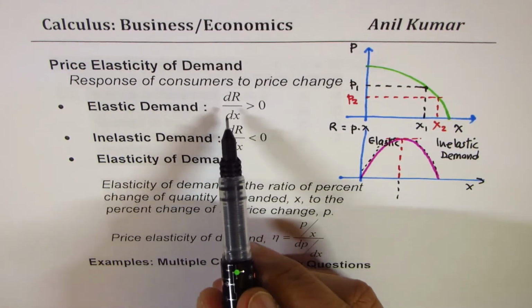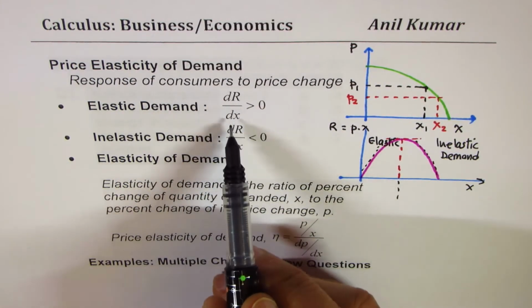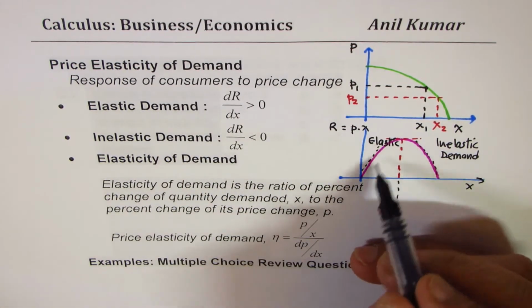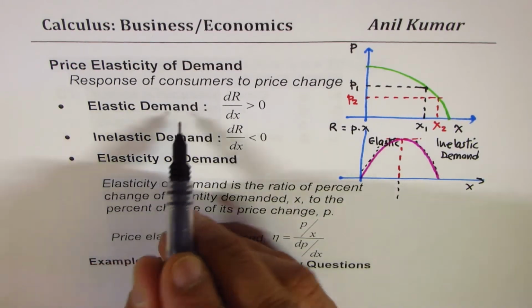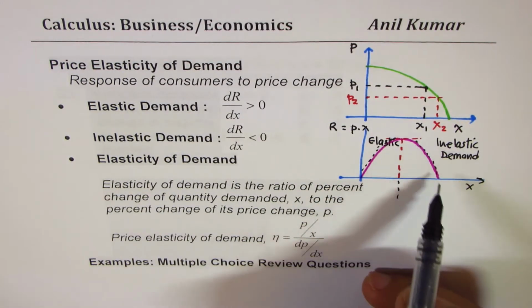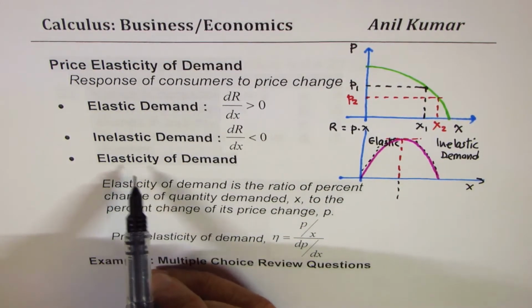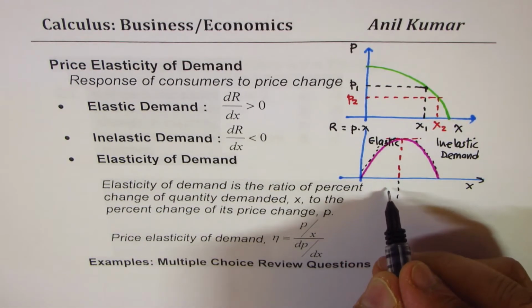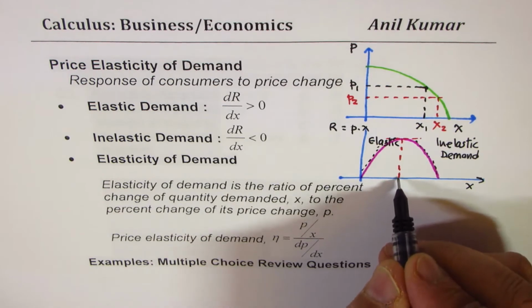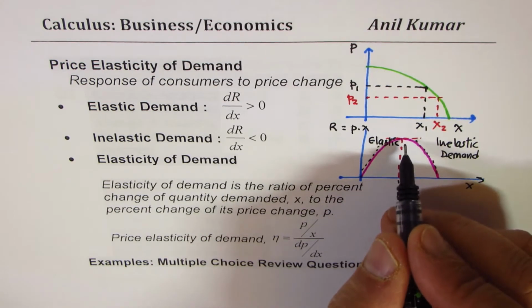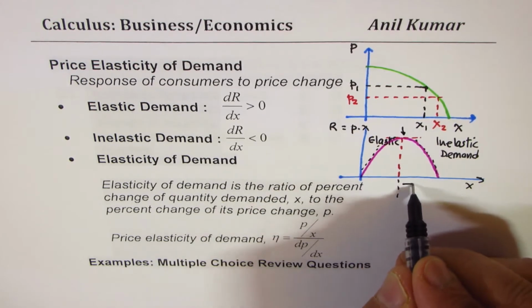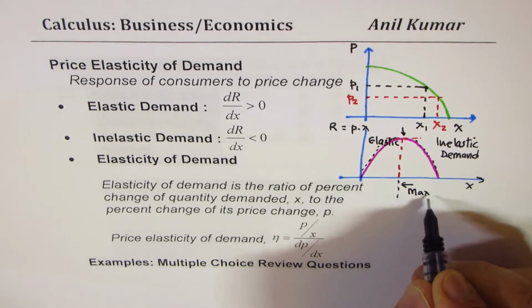Algebraically, we'll say the rate of change of revenue with respect to items is greater than zero, dR/dx > 0. That means a positive slope on this curve, which means elastic demand. If it is a negative slope, then it is inelastic demand. You can observe that where dR/dx is 0, at that time we may be making maximum revenue. So this point could be referred to as maximum revenue.